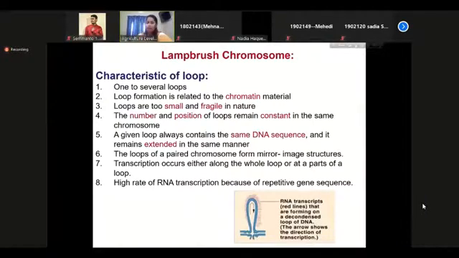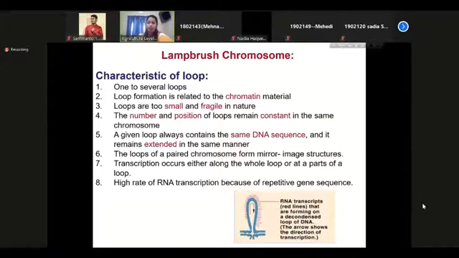As I told you, the loops have the same type of genetic DNA sequence, and the same DNA repeats and is extended in the same manner. The two sides are called the mirror image. The loops of the paired chromosome form a mirror image structure, as I showed you before. Transcription can occur either along the whole loop or at a part of the loop.